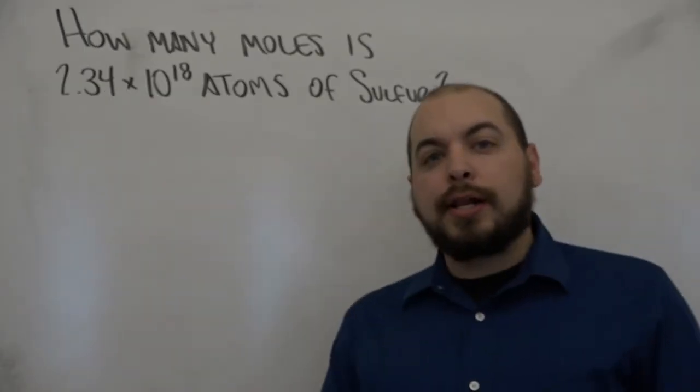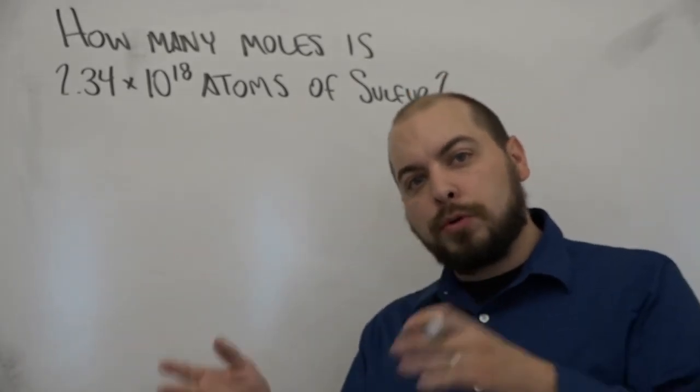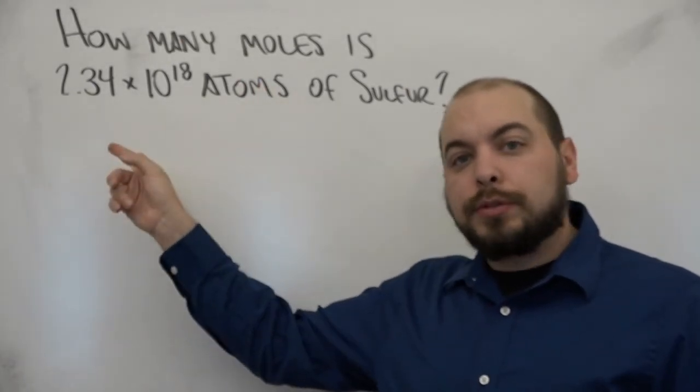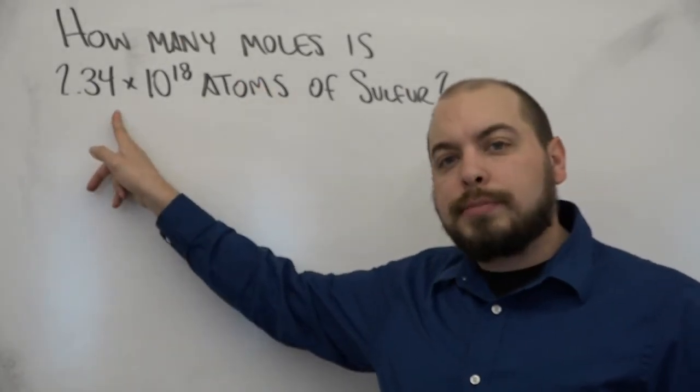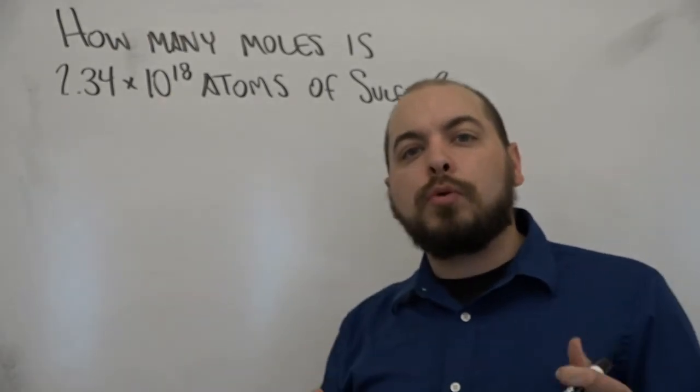All right, guys. Now let's do a practice problem together where we're going to convert, instead of from moles to atoms, from particles into moles, or from atoms into moles. So here we have 2.34 times 10 to the 18th atoms of sulfur. And I need to figure out how many moles that is.